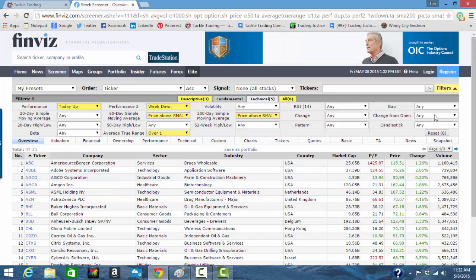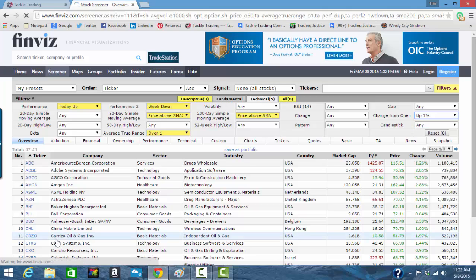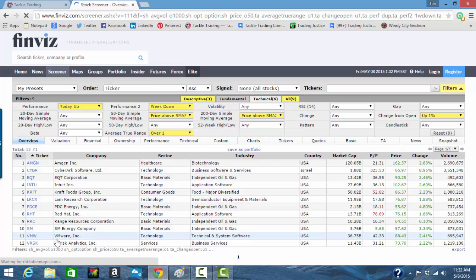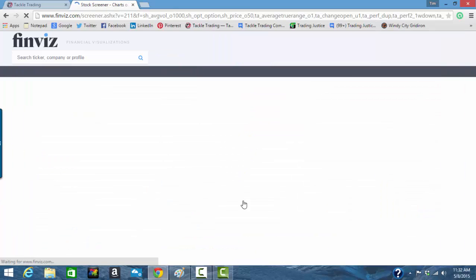One that I also like is the change from the open. If I make sure that it's up 1% from the open, it's not only up today, but it's also showing a lot of strength intraday. So from where it opened to where it's running. Now we're down to 12 companies. Let's look at the charts.